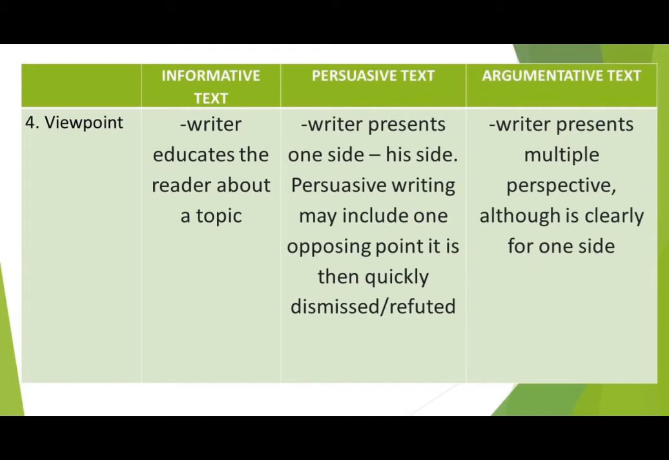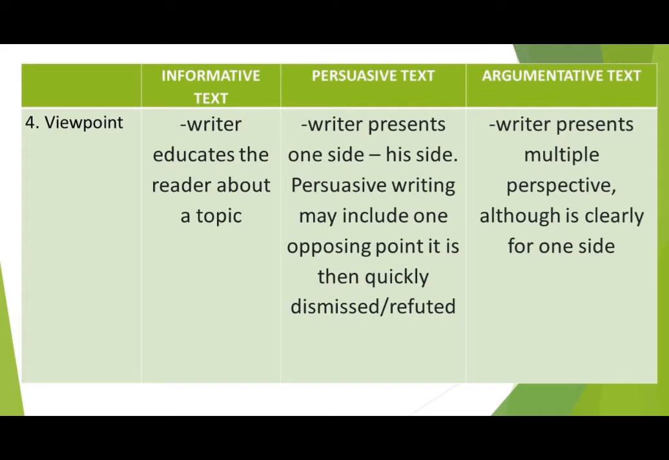In informative text, the writer educates the reader about a topic. While in persuasive text, persuasion has a single-minded goal. It is based on a personal conviction that a particular way of thinking is the only sensible way to think. Here, the writer presents one side, his side.